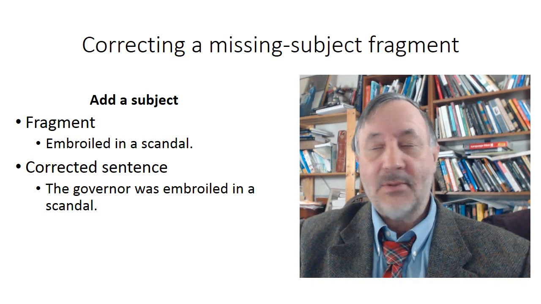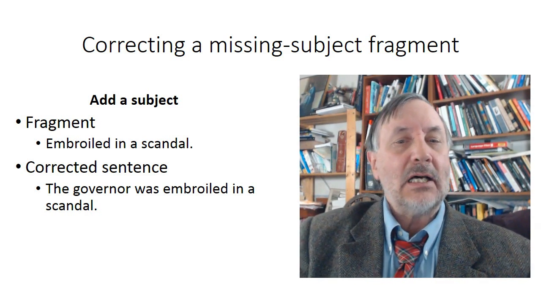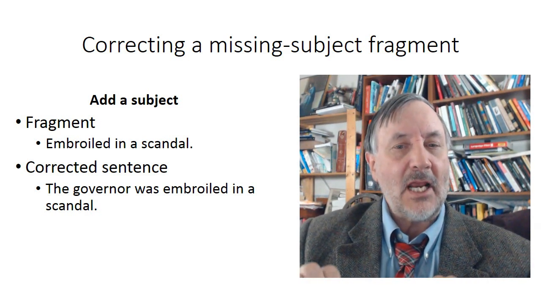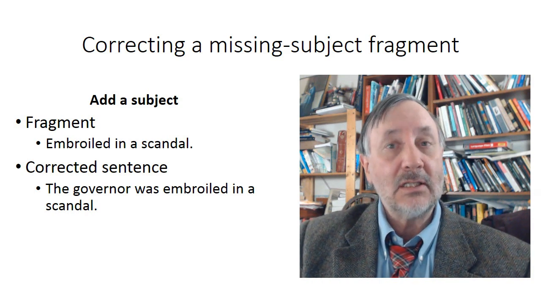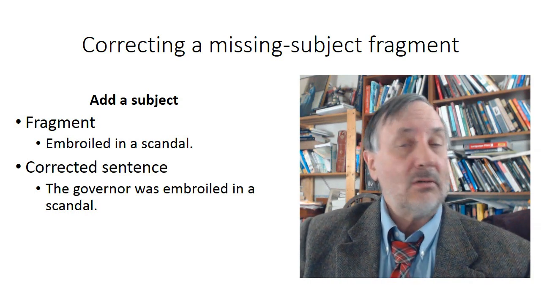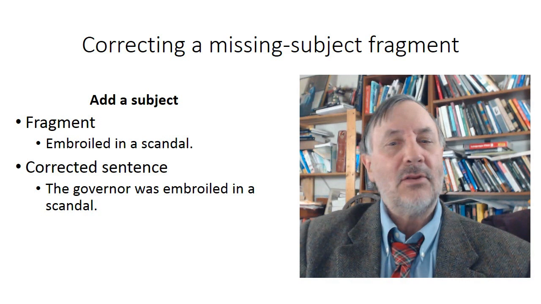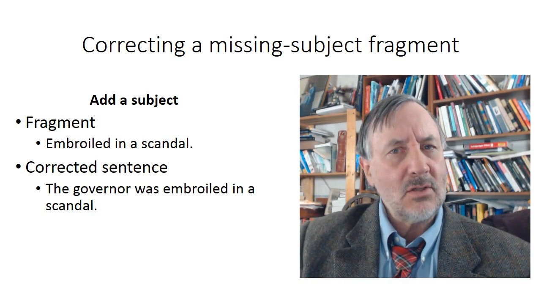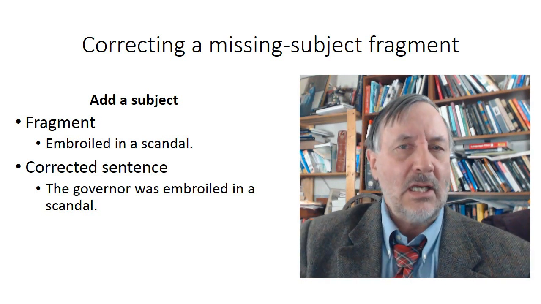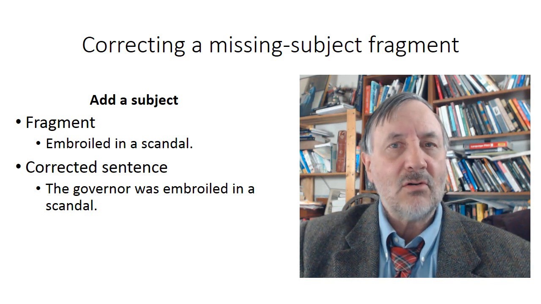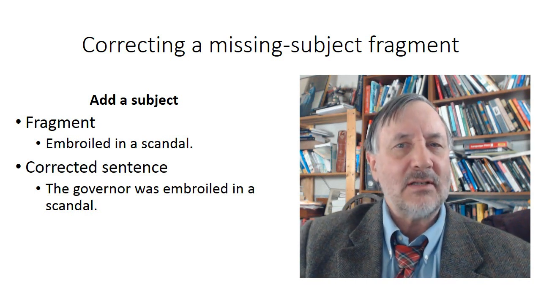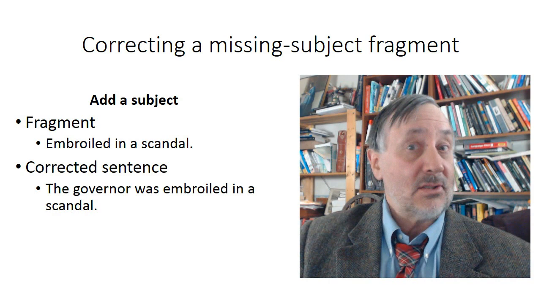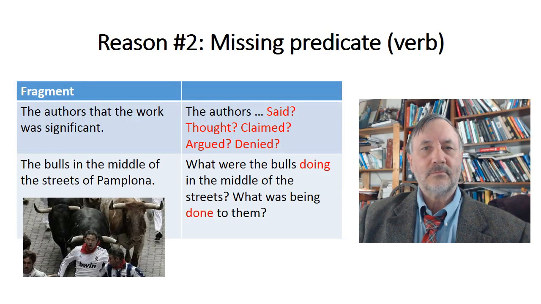So the example that we have over here, the fragment embroiled in a scandal. Okay, so remember, we're missing a subject. So who was embroiled in a scandal? The governor was embroiled in a scandal. So do you see how that works? This is probably one of the easiest fragments to correct. So simply add a subject if the problem is that it's missing a subject.